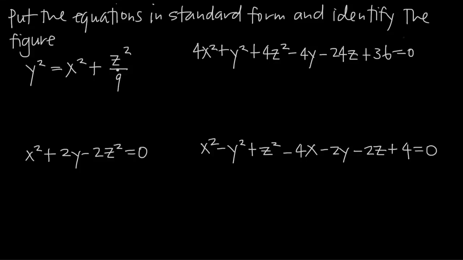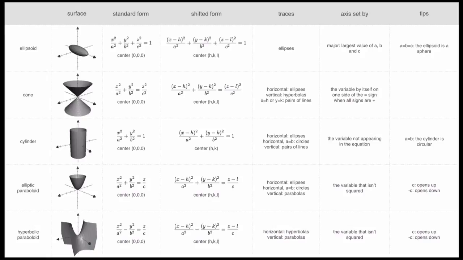With all of that in mind, what we can do is go over to our chart of quadric surfaces. And this is only part of the chart, but what it shows us is that we have this second column here that shows the standard form of each of the quadric surfaces. Take, for example, the first row here, the standard form for the ellipsoid.